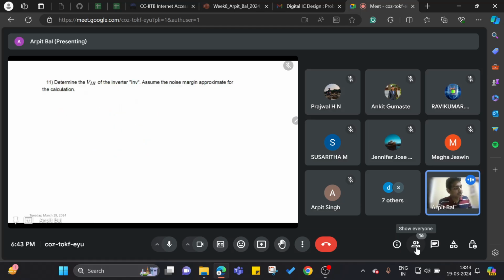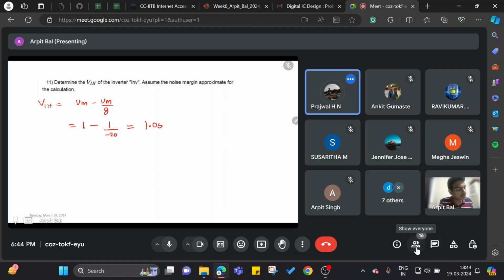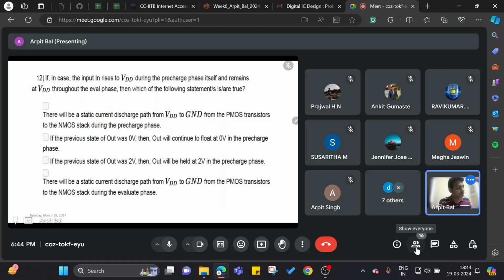Okay. Similarly, we have to determine the VIH for the inverter INV. So what is the formula for VIH? 1.05. VM minus VM by G. Yeah. Okay, so VM is VDD by 2, that is 1, minus 1 by minus 20. It is 1.05. Okay, moving on to the next question.